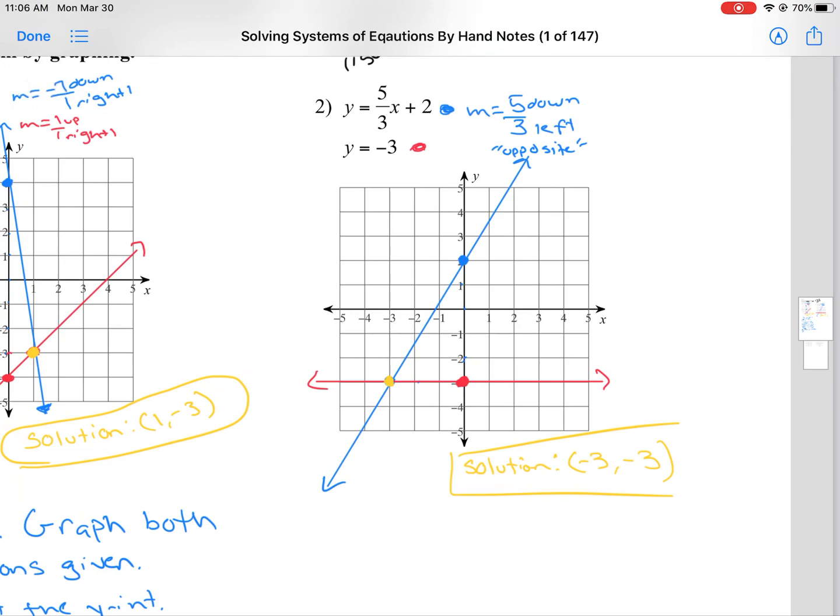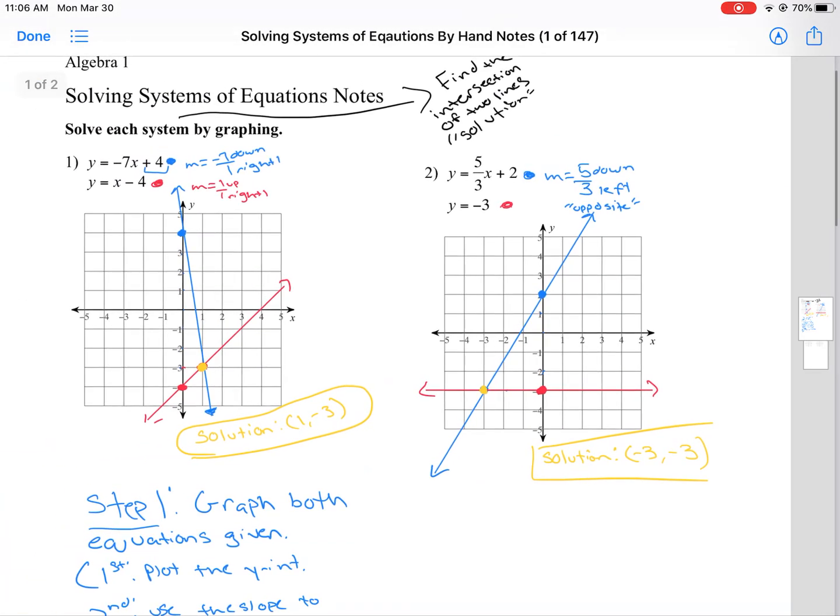Sound good? So I'll just recap that one more time. When we are solving each system of equations, that means we are just finding the intersection of the 2 lines, because that intersection is our solution.